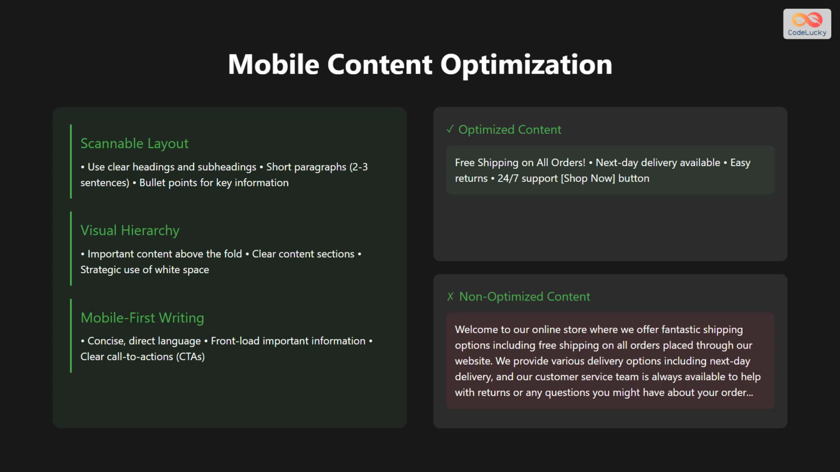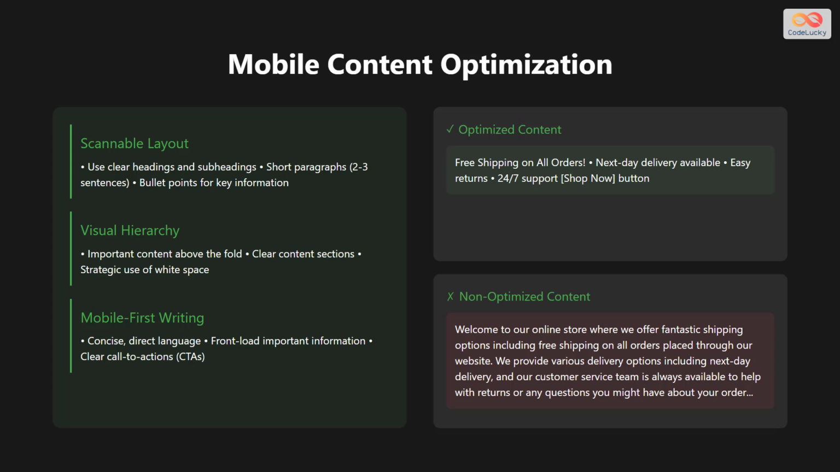Use visual hierarchy. The important content should be above the fold, or visible without scrolling. Make content sections clear and use white space strategically to improve readability. Use mobile-first writing. Use concise, direct language. Front-load important information and use clear calls to action.